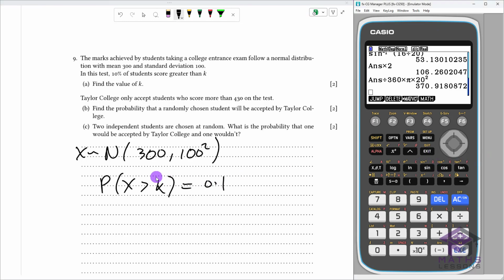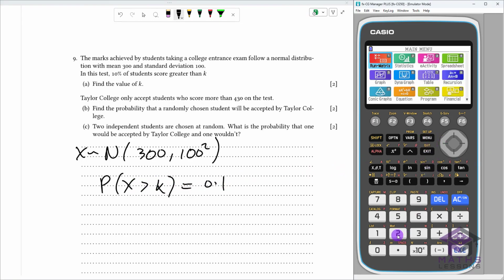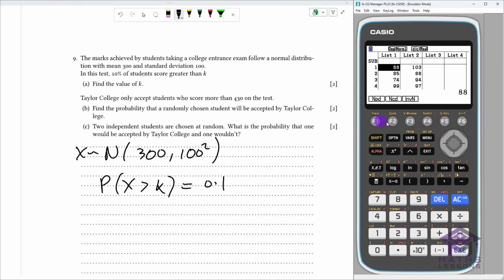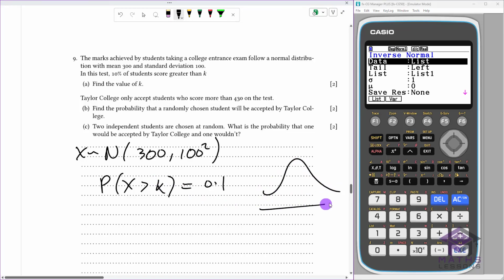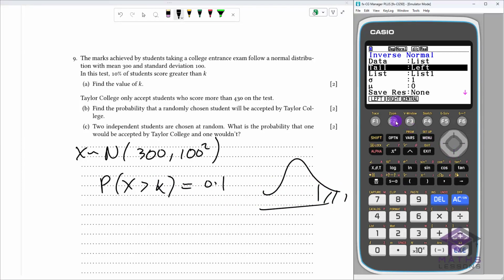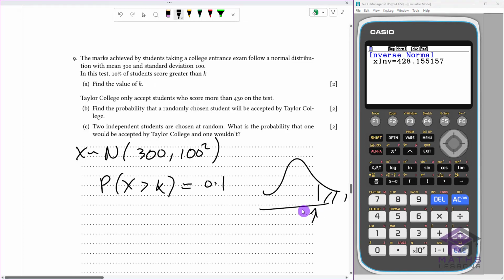So we're undoing a normal distribution, not finding a probability, we're given the probability. So we go to menu 2, and we go to distribution, we go normal, and we go to inverse normal. And my tail is, because it's greater than, we're looking at this area here, my tail's to the right. And my data is in a variable, not a list. I haven't got a list of variables, I just got the variables here. And I'm going to put the area as 0.1. That's a probability. My standard deviation was 100, and my mu was 300. Press that and I get the value here is 428. So K equals 428.155, which equals 428 to 3SF.